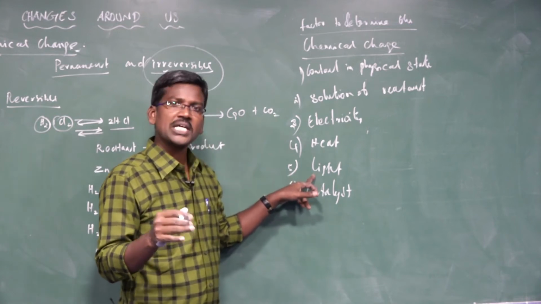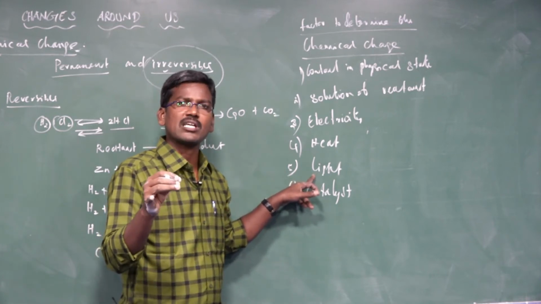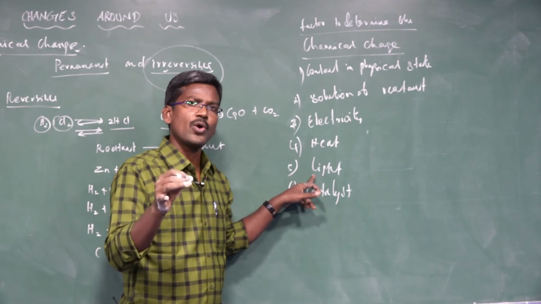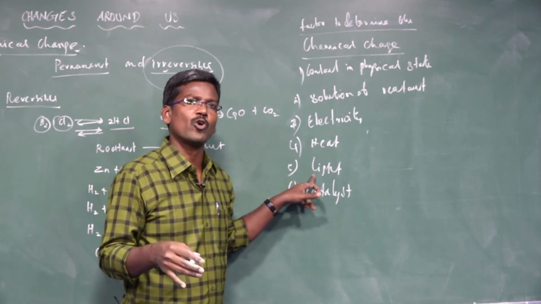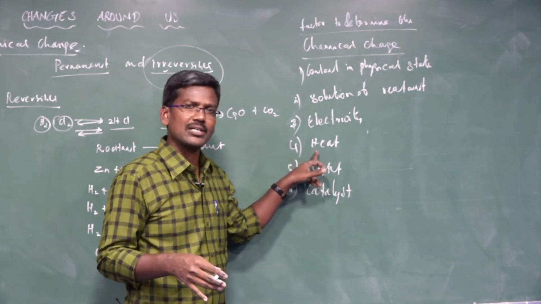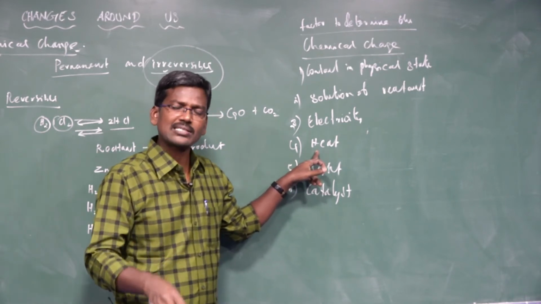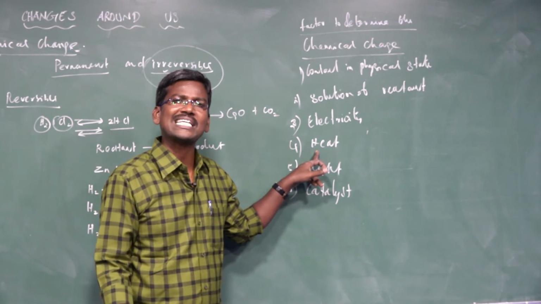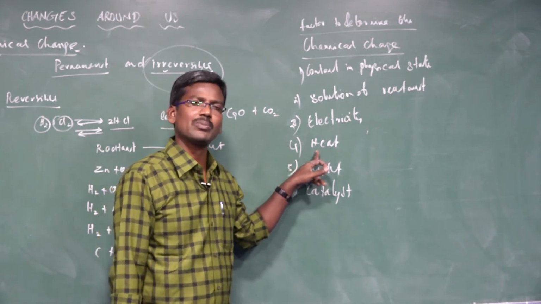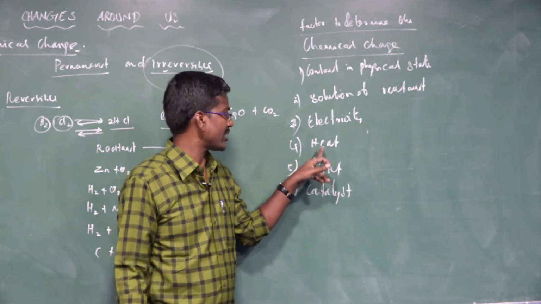Another one is light. A chemical reaction that takes place in the presence of light is known as a photochemical reaction, otherwise called photolysis. Then heat. Heat can be measured in terms of temperature. Temperature is one of the parameters used to increase the rate of reaction. Most chemical reactions take place with an increase in temperature.